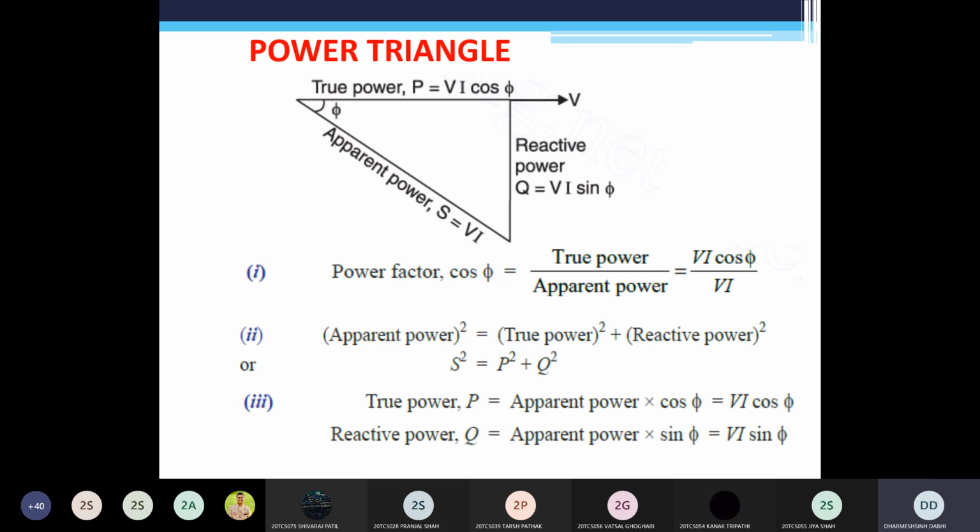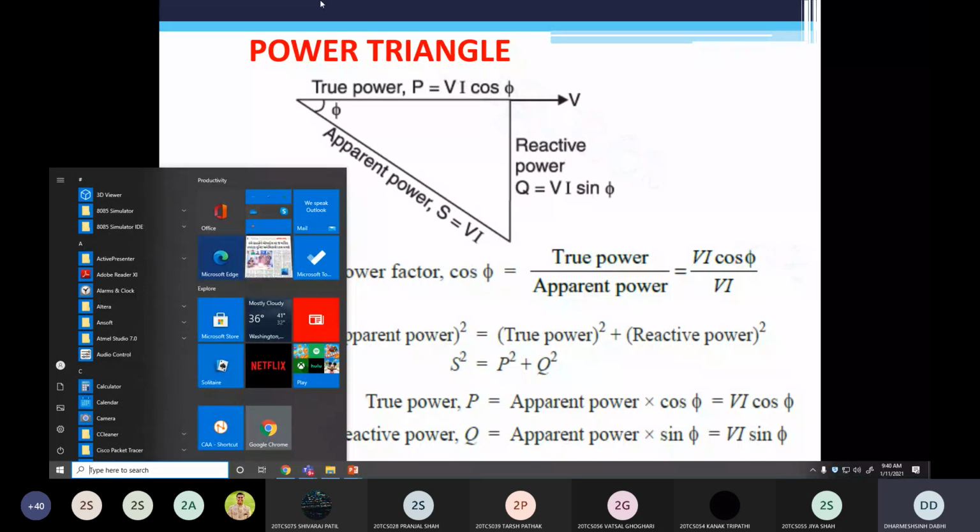Yeah. So I think all of you are clear about what is the active power and what is the reactive power in your circuit. Is there any doubt up to this? Anyone? Yes, anyone? Is there any doubt? Yes or no? No, sir. No, sir. Okay.